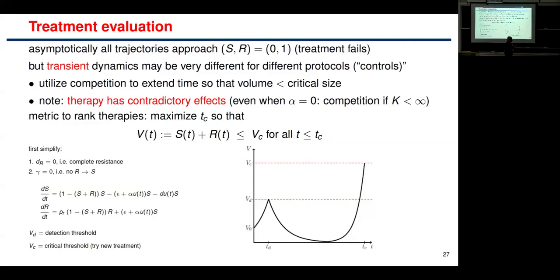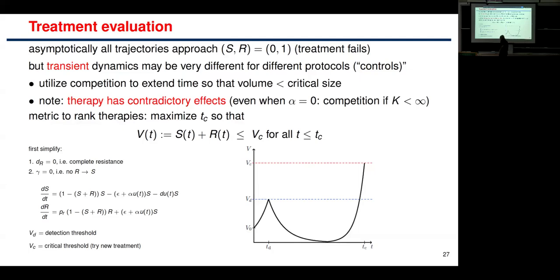So it is easy to see that no matter what we do, we're going to end up with everybody resistant, and they're not getting killed. So at the end of the day, no matter what therapy we use, what control you use, control in the sense of control theory, not in the sense of biology, we are going to get to 0, 1: no sensitive cells, full resistance.